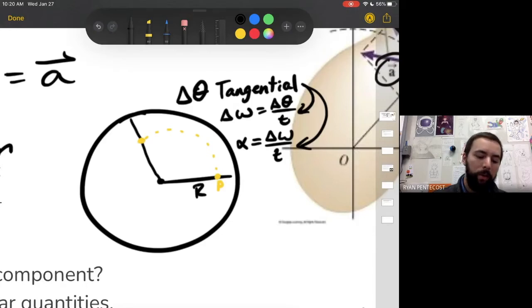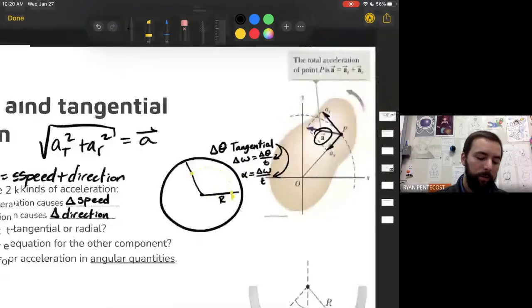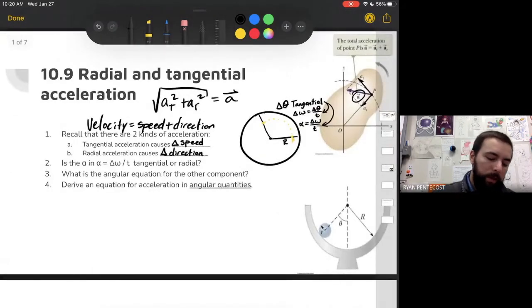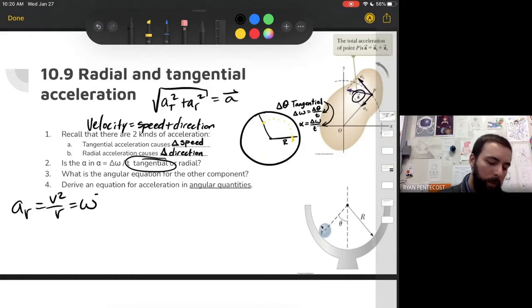So as you increase your angular acceleration, you will increase your tangential acceleration, right? You are not affecting the radial acceleration. So it is tangential. Now, let's actually look at an equation for some of these, right? So first we have the angular equation for our other component. We have radial acceleration, right? We've talked about that as v squared over r or omega squared r. That was when we first saw omega.